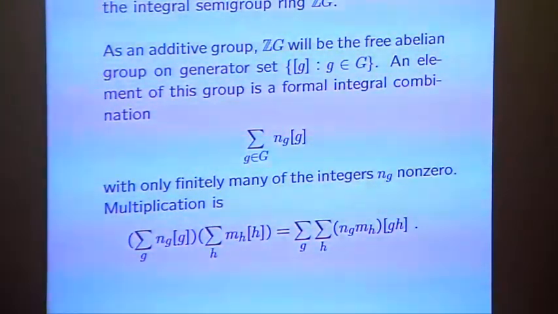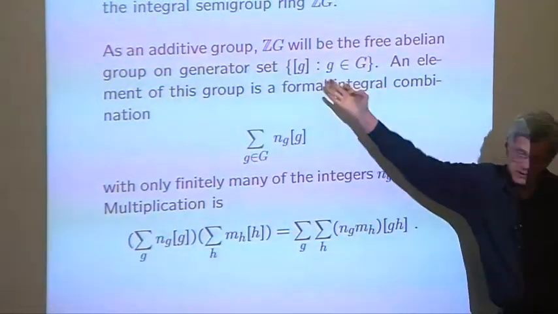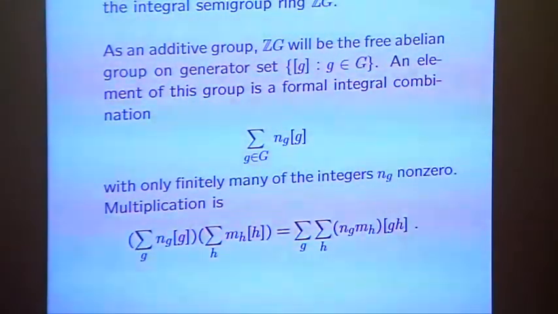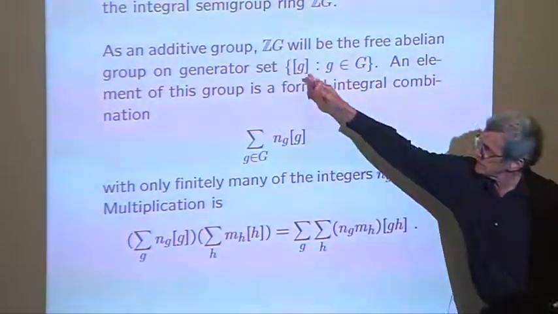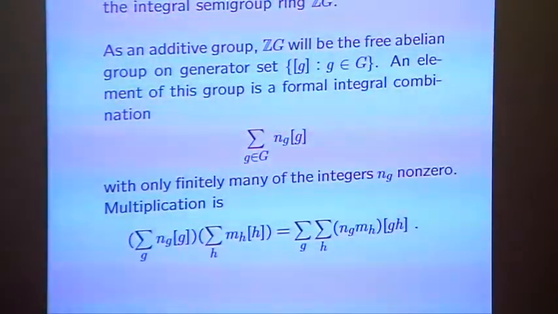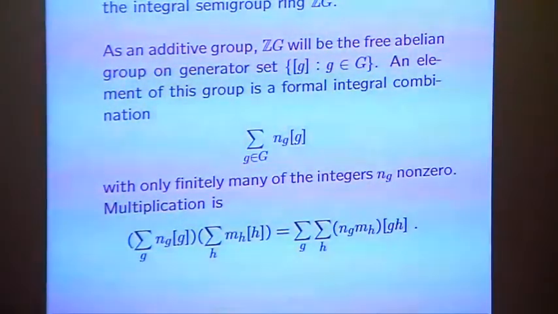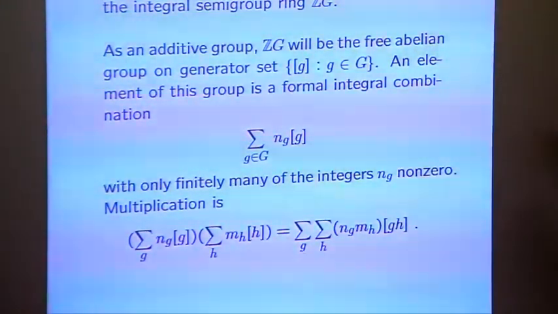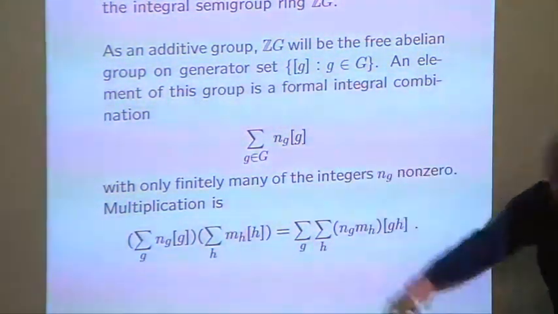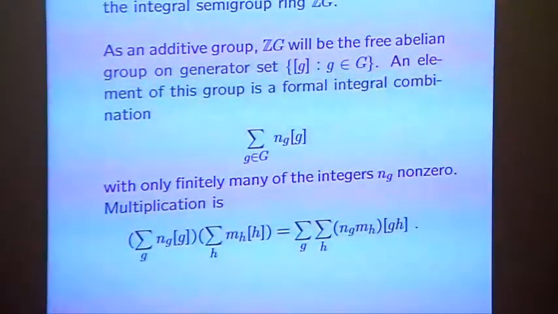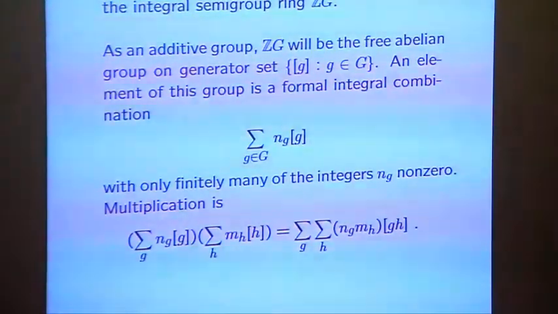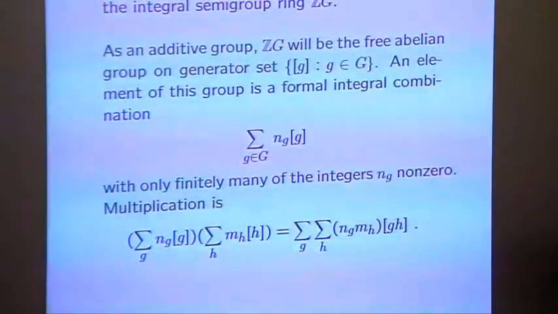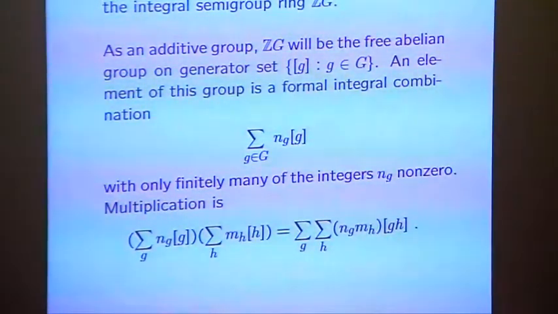As an additive group, ZG is the free abelian group on a certain generator set. The generators are essentially the elements of G. Just to clarify the definitions, it's convenient to put brackets around G rather than just write G. Then an element of this additive group is a formal integral combination, a sum of n sub g times the generators, where the coefficients are integers. To make this well defined, we require that only finitely many generators have non-zero coefficient.